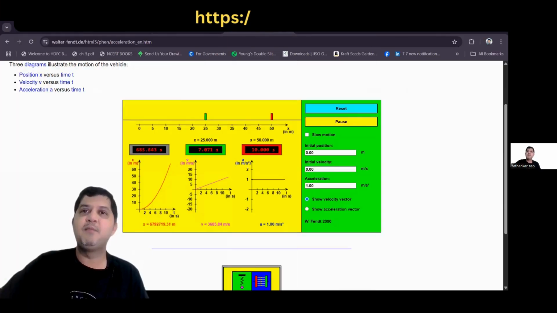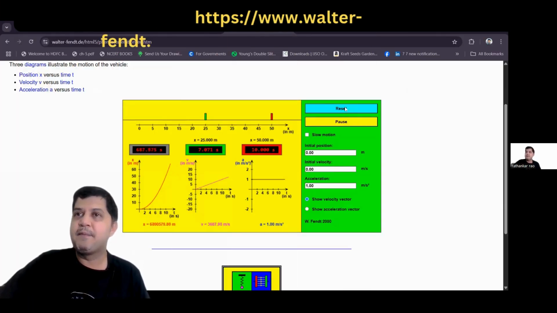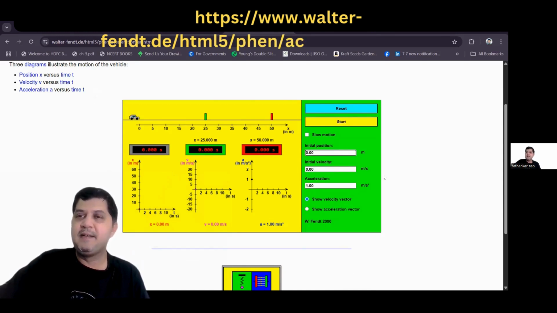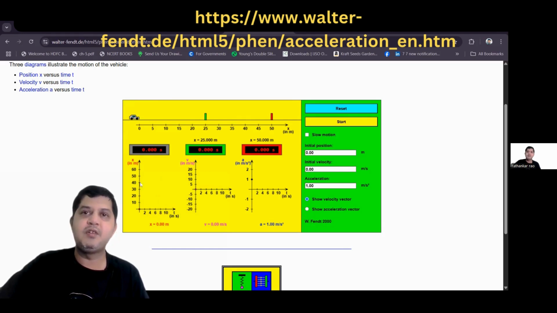Next one is motion with constant acceleration. Okay, let me reset this. Let me start. So again, this one also tells you what the displacement time graph is, what the velocity time graph is, what the acceleration time graph is. I can change the parameters and ask it to show the velocity vector and acceleration vector as the car moves, and I can also show the graphs correspondingly. So usually we know what a velocity vector is. What I will do is, the initial velocity is 0, initial position is 0, initial acceleration is 1 meter per second squared. Let me start this.